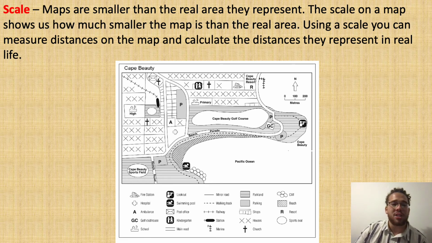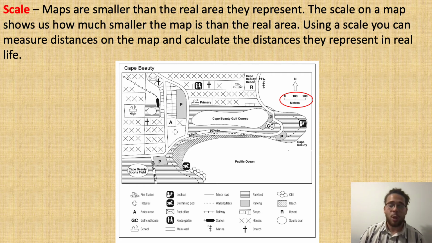Using a scale, you can measure distances on the map and calculate the distances that they represent in real life, okay? To put it simply, oftentimes on the map you'll have the scale and it'll be shown in kilometers or miles or wherever you're from. But kilometers are an easy way, you refer to the scale and measure that area out and it'll tell you how big that place is in real life. So for example, 1 centimeter on the map might represent a couple kilometers somewhere, okay? So there we have our scale.